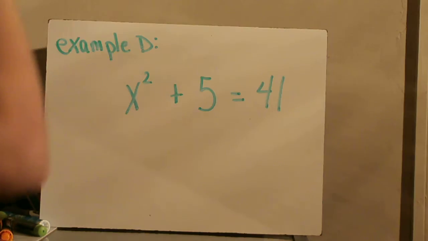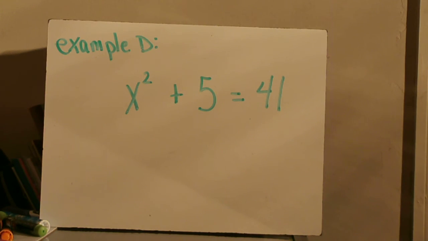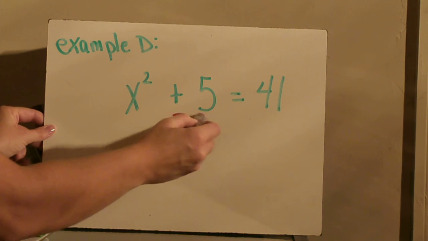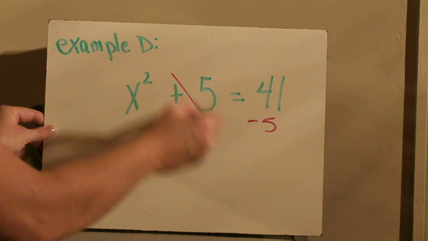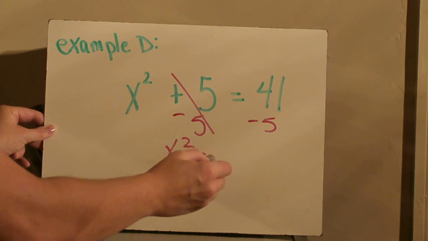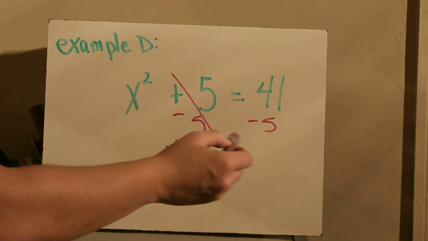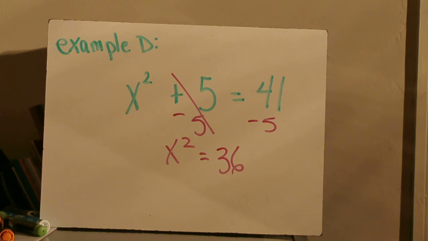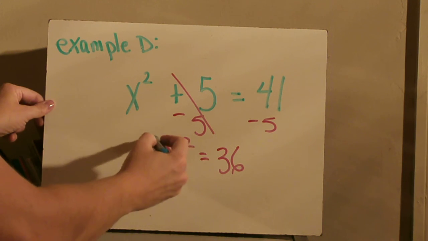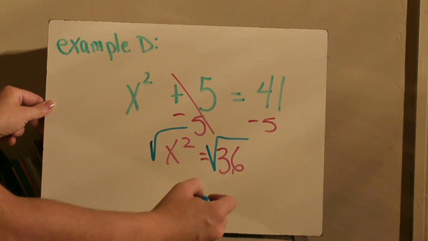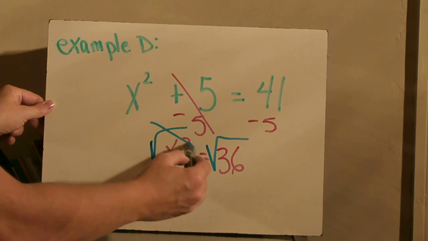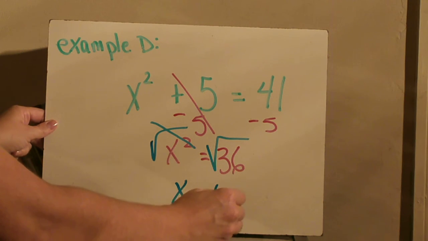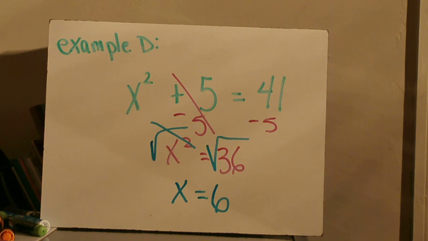All right, in our last example we have a squared. So going back to those very basic rules, we want to isolate our x squared first. So subtract 5 from both sides. So x squared is equal to 36. Now we want to use the inverse operation to undo this square, and that is to find the square root of both sides. So the square root will cancel out the square, leaving us with just x equals, and then the square root of 36 is 6. So x is equal to 6.